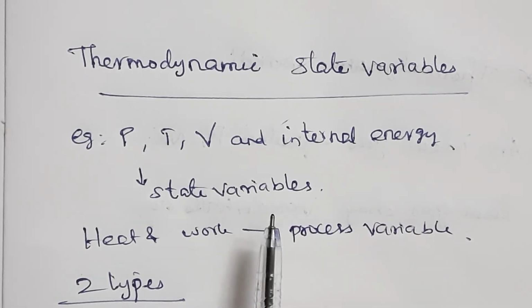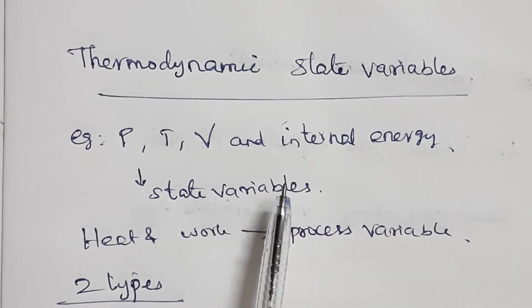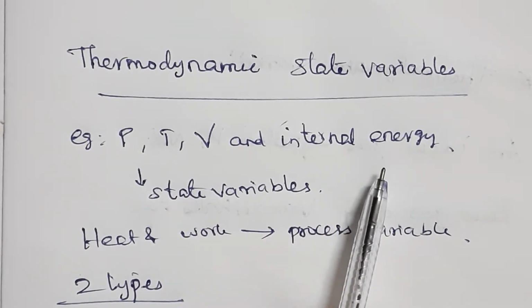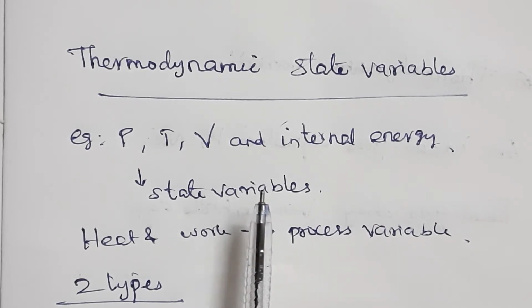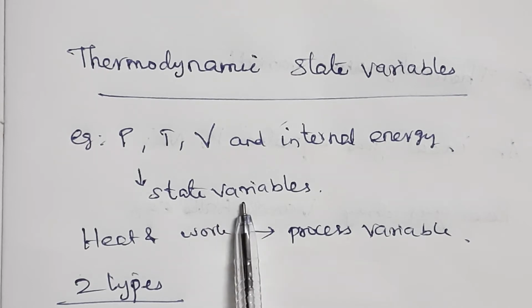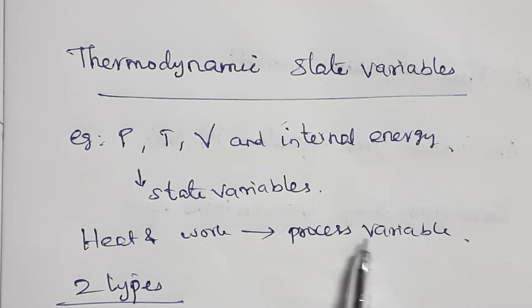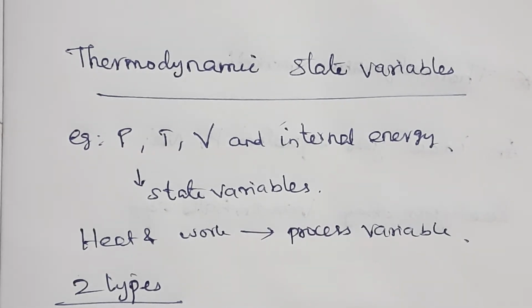Okay. So in thermodynamics, the state of a thermodynamic system is represented by a set of variables called thermodynamic variables. Here the pressure, volume, temperature and internal energy are called state variables. That means the values of these variables completely describe the equilibrium state of the system. But heat and work are not state variables, they are process variables. These are state variables, these two are process variables.